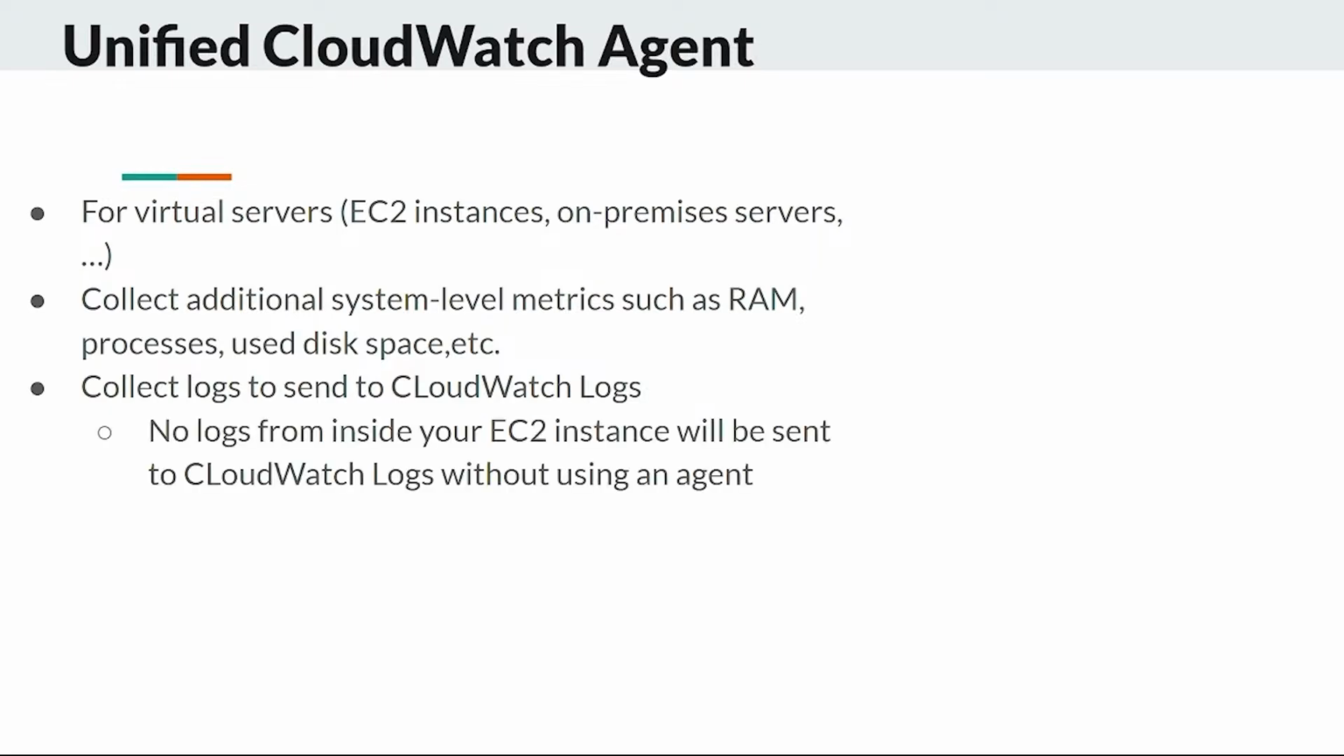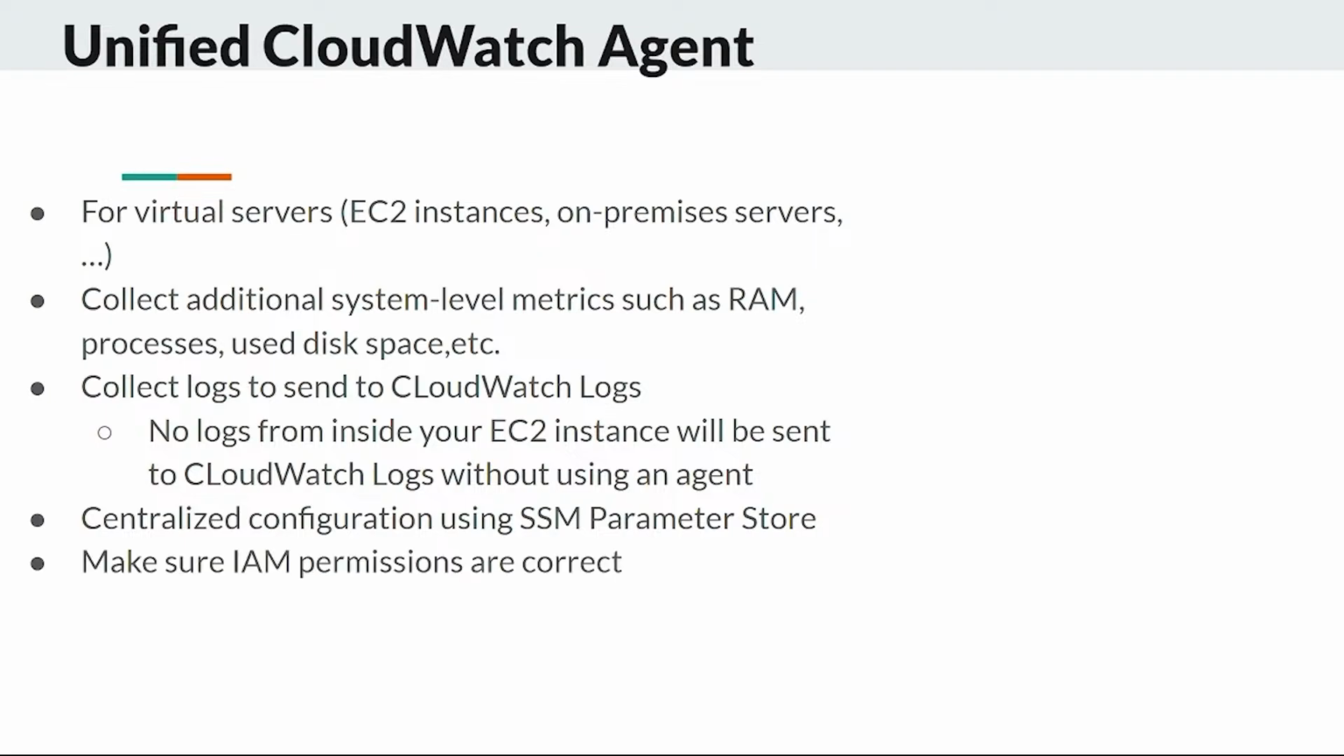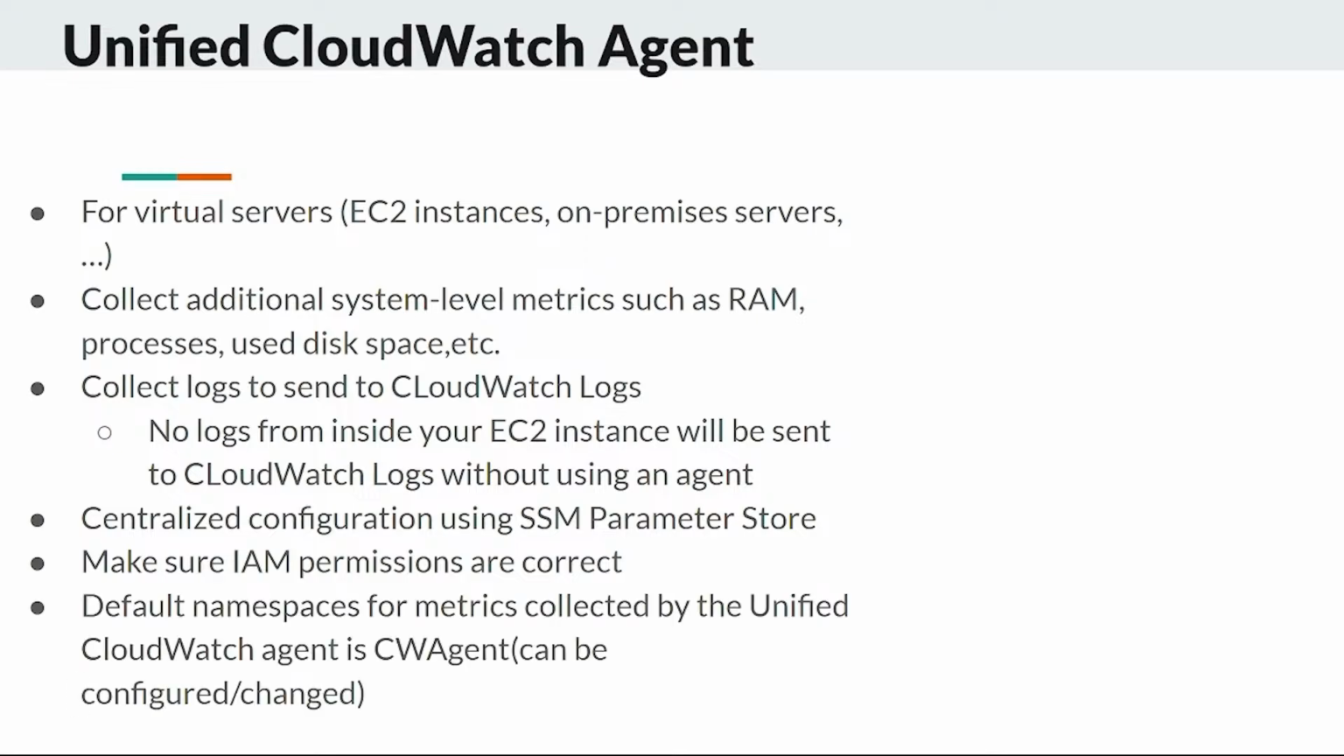No logs from inside your EC2 instance will be sent to CloudWatch Logs without using an agent. So basically these CloudWatch agents send these logs from inside your EC2 instance to CloudWatch. They have a centralized configuration system using the SSM Parameter Store. But when you are using this, you have to make sure that IAM permissions are given correctly, and the default namespace for metrics collected by the unified CloudWatch agent is CWAgent, and that can be configured and changed.